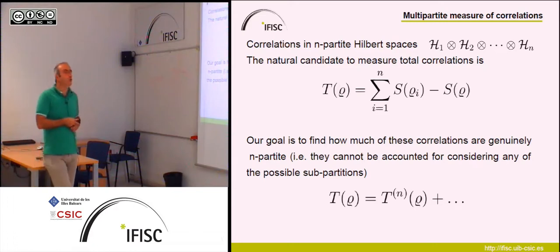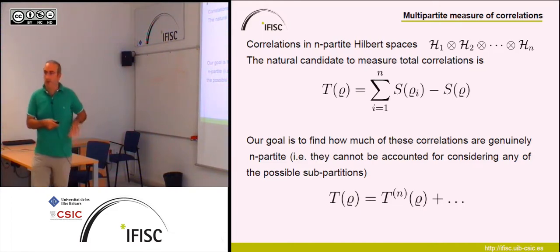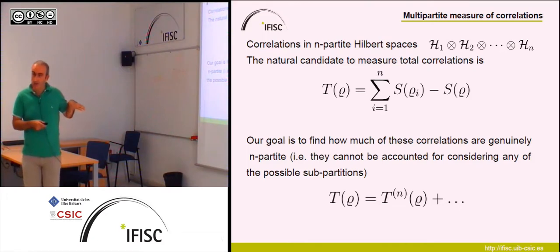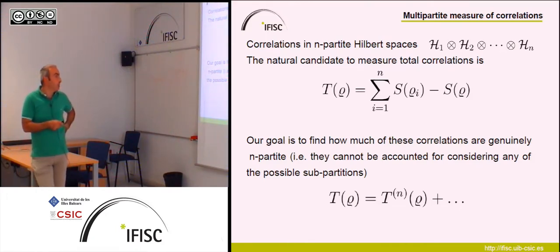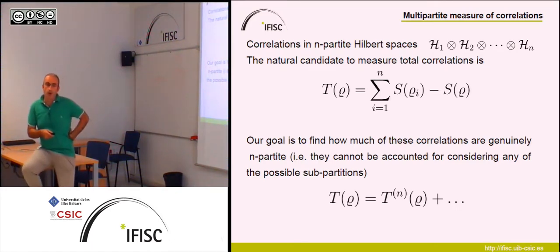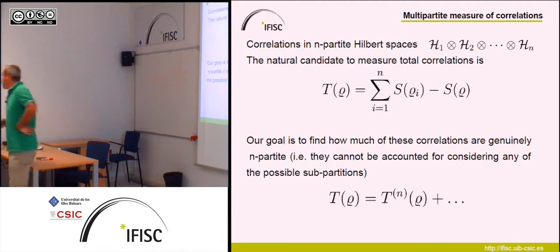The analog of the mutual information for three or more parties is called total correlation, and is given by the sum over the single subparties' Shannon entropies minus the Shannon entropy of the total system. The goal of our work was to divide this T as the sum of a contribution called Tn, which cannot be found by considering any of the possible subsystems.